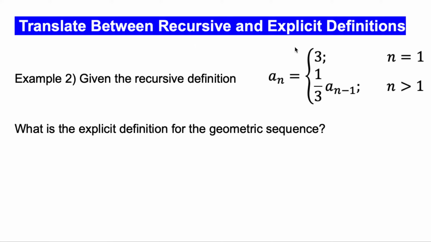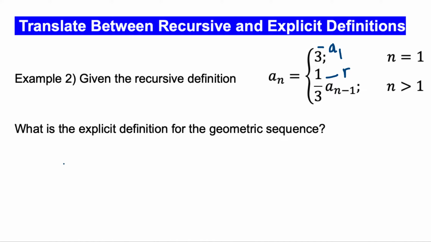Between a recursive and explicit definition. So given the recursive definition, that a1 is equal to 3, this is the first term. This means the first term is a1, and this 1/3 is r, the common ratio.